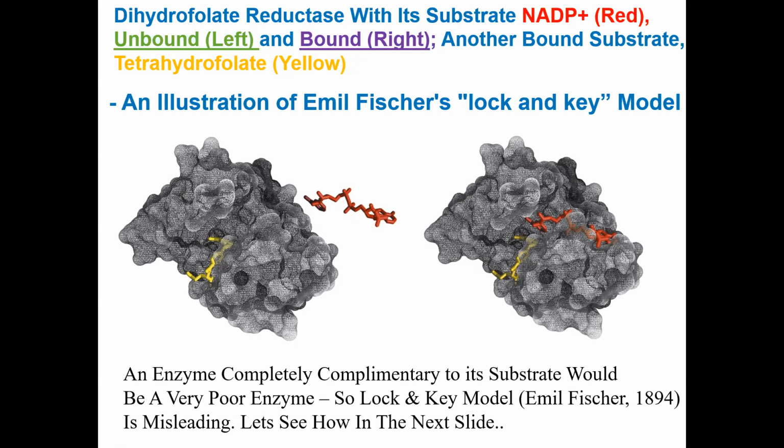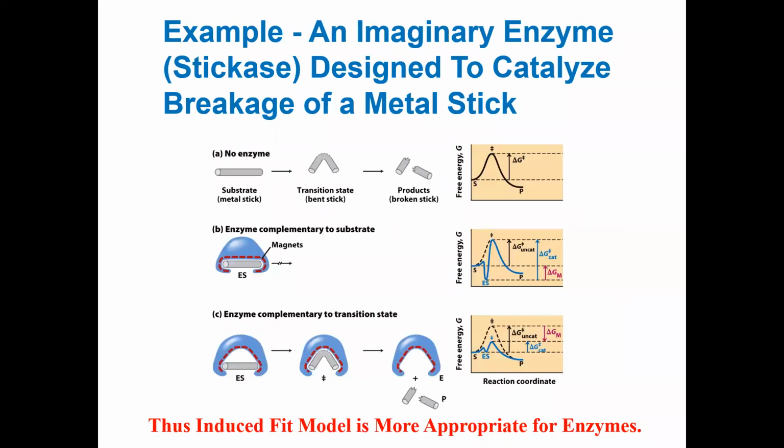And so scientists believed that if an enzyme was completely complementary to its substrate, then it would be a very, very poor enzyme. And so the lock and key model of Emil Fischer, which was proposed in 1894, could be misleading. So why would that be? Why did scientists think like that? To explain that, this is a very fascinating enzyme that I love talking about to my students, and students love it too.